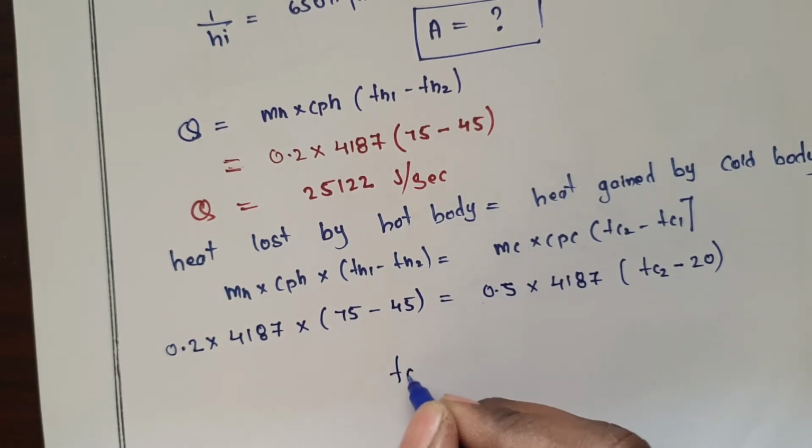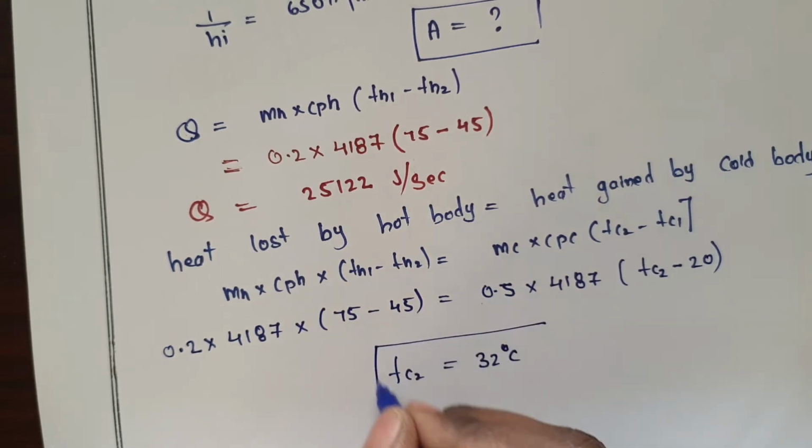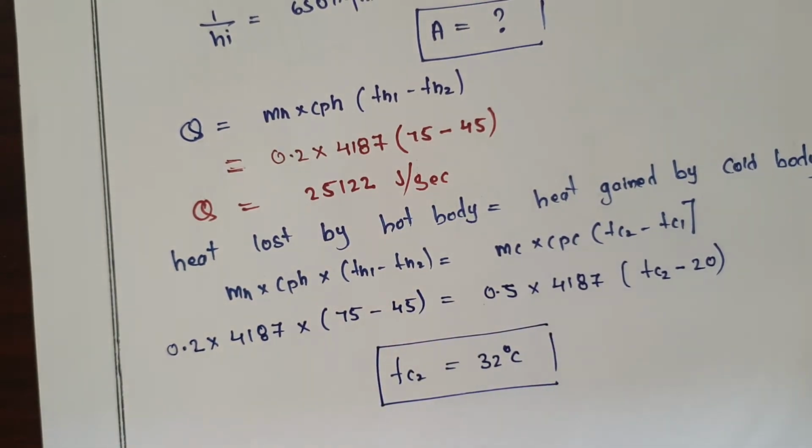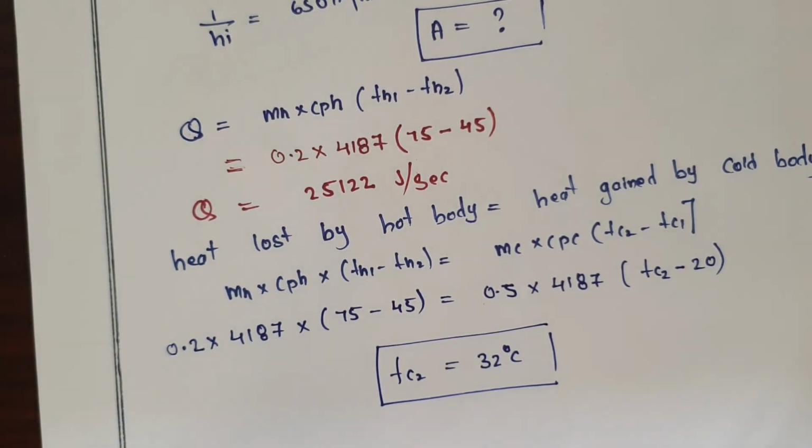with the help of calci, you will get Tc2 is equal to how much? 32 degrees centigrade. So, first what do you find out? Heat transfer. Then what do you find out? Heat loss by the hot fluid is equal to heat gain by the cool fluid.